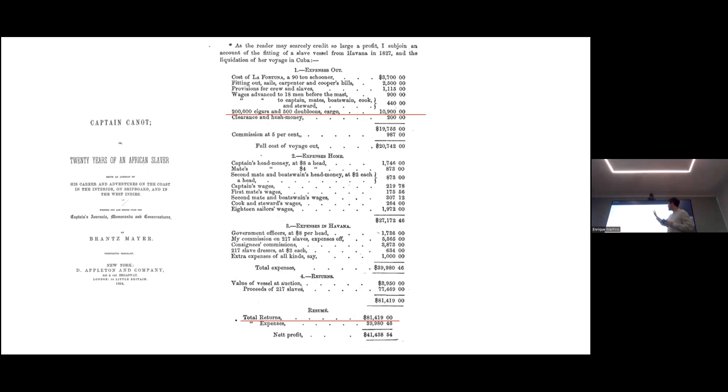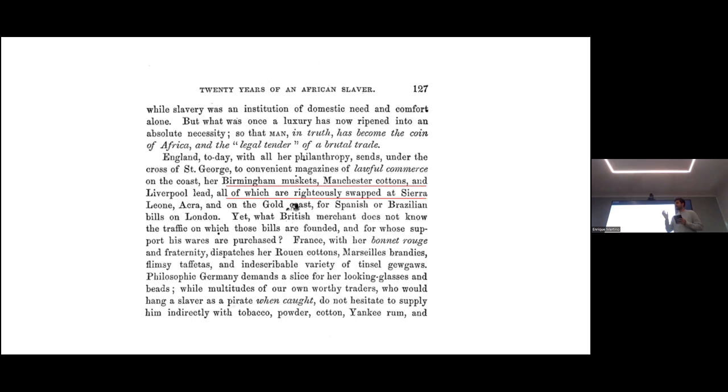But the profit comes from the type of cargo that you have, because even the doubloons, which are the gold coins, they're not current in West Africa. So there's no gold and silver money in use, except in this brief period where Cuban slave traders transact on the West African coast. They need British manufactured goods. That's what makes the slave trade profitable, bringing in cloth, cheapened by the Industrial Revolution, Birmingham muskets, Manchester cottons, and Liverpool lead, all of which are swapped in Sierra Leone, Accra, for Spanish or Brazilian bills on London, or just Spanish and Brazilian gold coins.